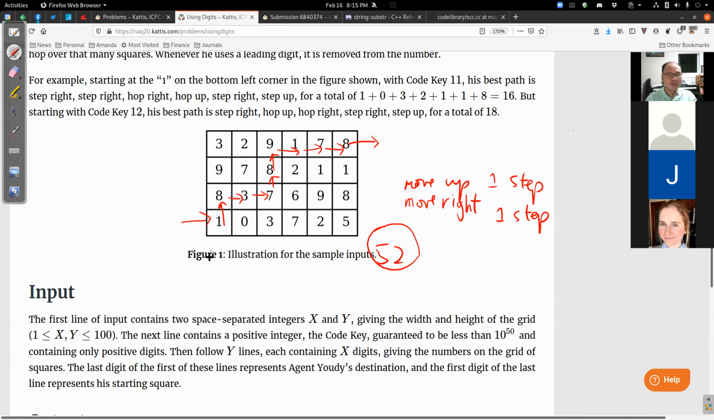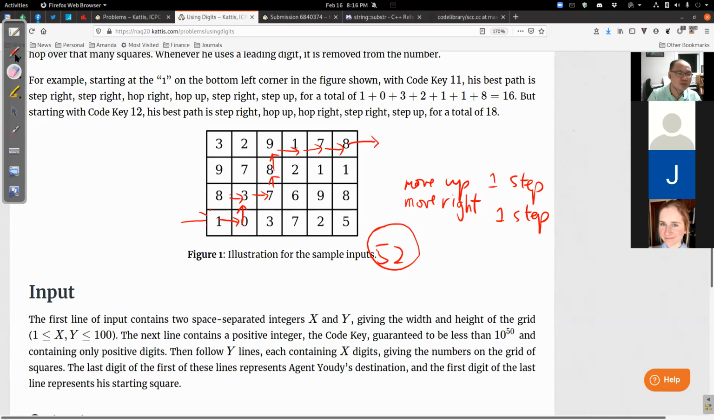But if you choose a different path, you might get something smaller, right? So for example, if in the first step I don't go this way but I go this way, then I would reduce it by 8 because I got rid of this one. Generally speaking, you want to find a path to go from the bottom left to the upper right with the smallest total cost. That's more or less what you need to do.